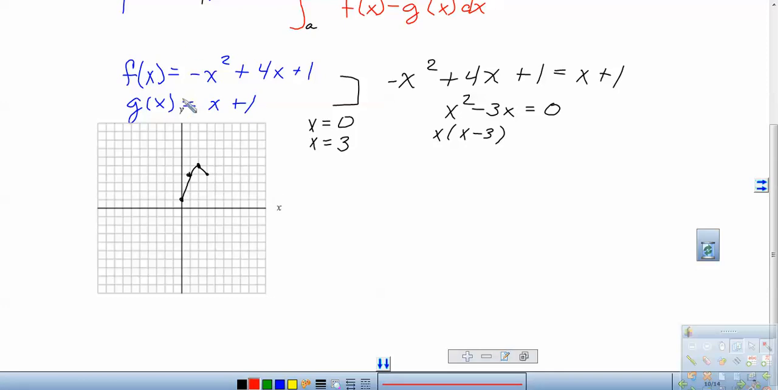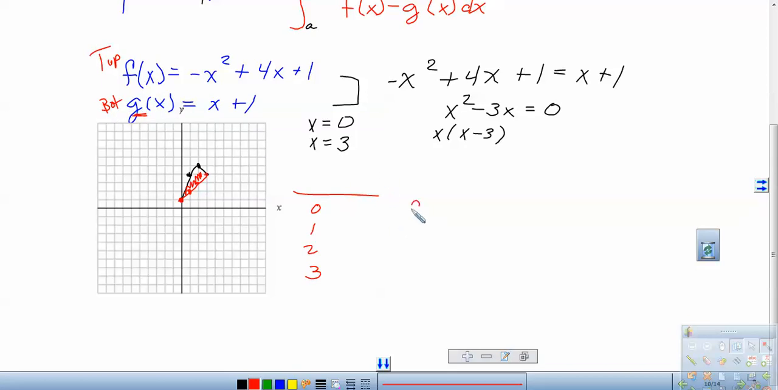Okay, and then you want to draw your g graph. I'm still going to go from 0, 1, 2, and 3, because that's our points of intersection. 0 here. This one's easy, it's just a line. It just goes up by 1. So the area that they want us to find is this area in between the two graphs. So this is my top function. This is my bottom function.